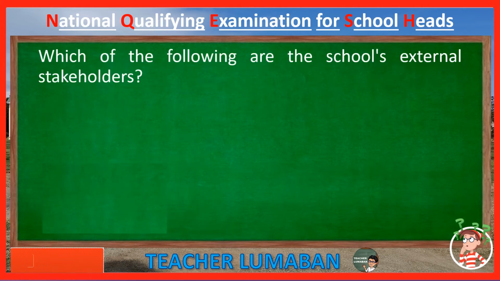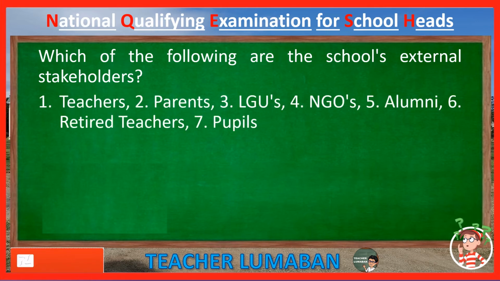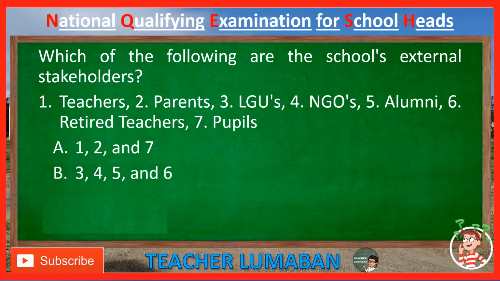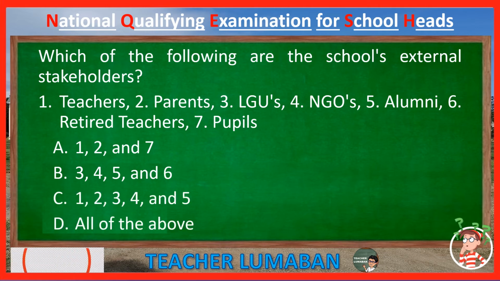Which of the following are the school's external stakeholders? 1. Teachers, 2. Parents, 3. LGUs, 4. NGOs, 5. Alumni, 6. Retired teachers, 7. Pupils. Letter A, 1, 2, and 7. Letter B, 3, 4, 5, and 6. Letter C, 1, 2, 3, 4, and 5. Letter D. All of the above. Choose the suitable answer based on the given choices in 5 seconds.